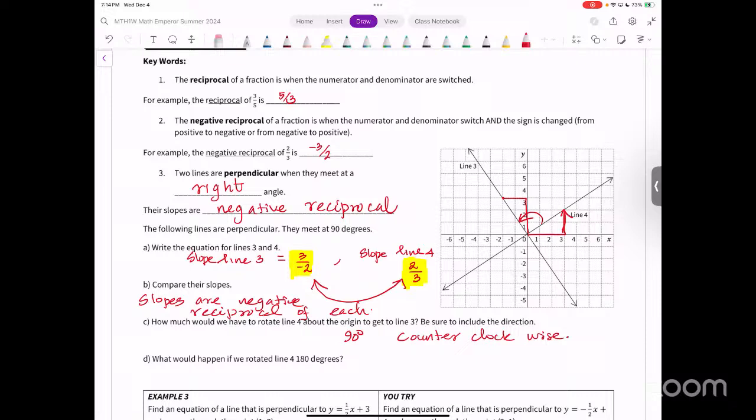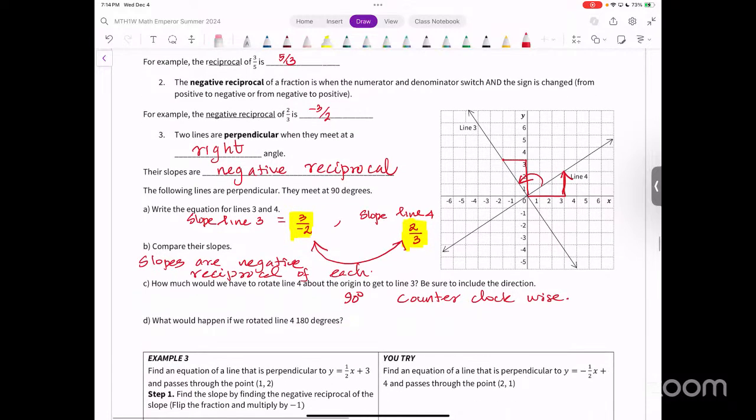What would happen if that rotated by 180 degrees? You will get the same line back, isn't it? Yeah. Line 4 will align with line 3 again. Are you guys following that?